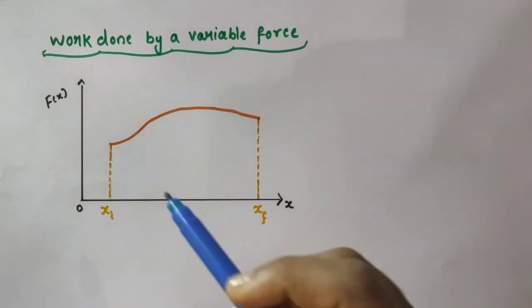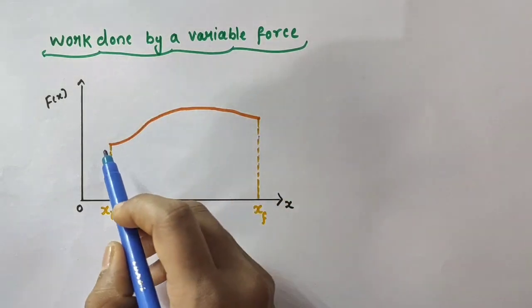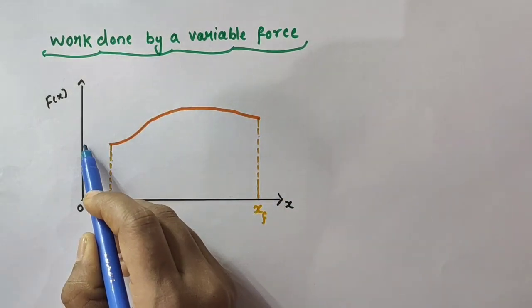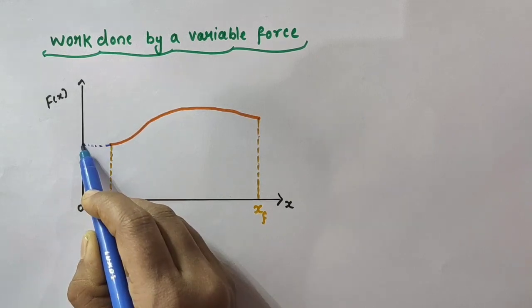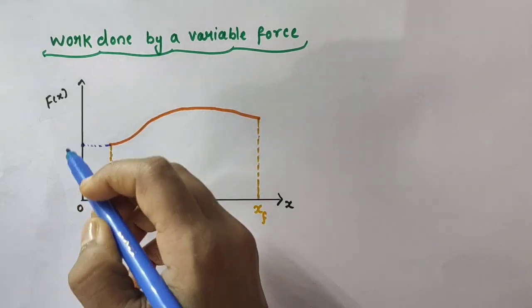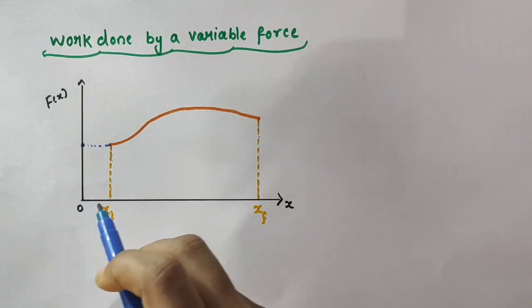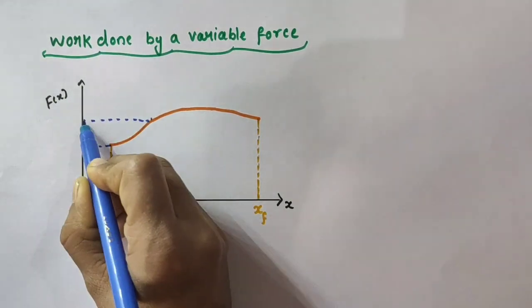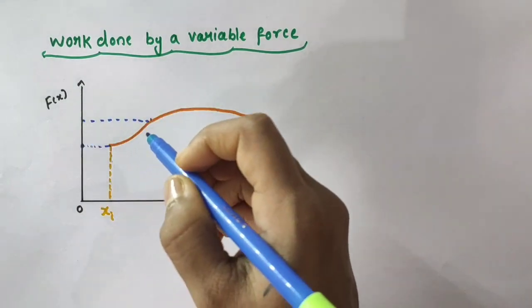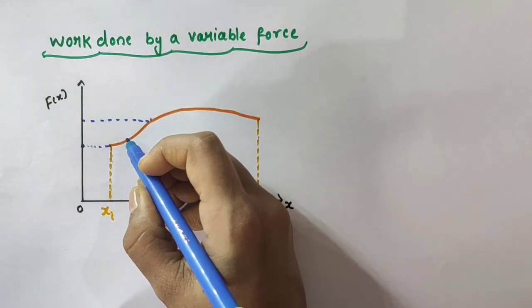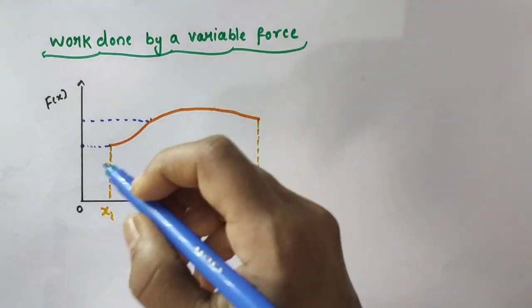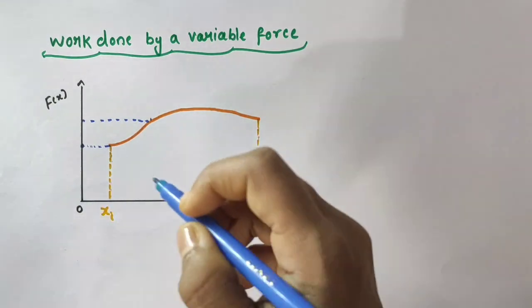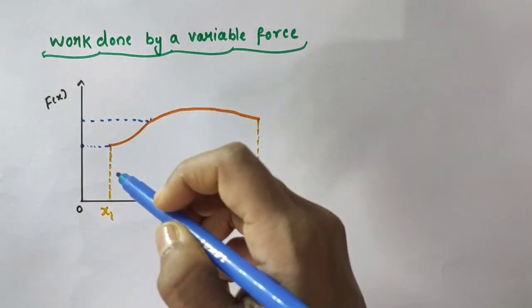See here in this graph, at this particular point, the force is this much. From here to here, the force will have some value, only this much. But at this particular point, you can see that the force is this much. So the force varies. Then somewhere here the force will be different. That is, the force changes from point to point. Here we have a varying force.